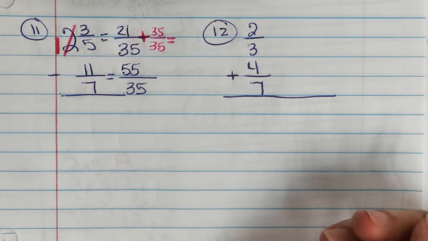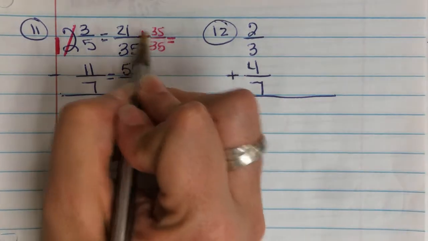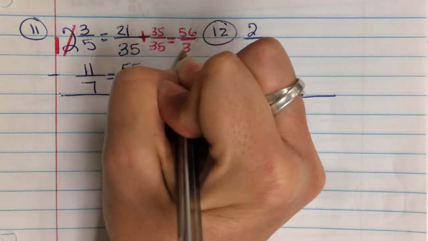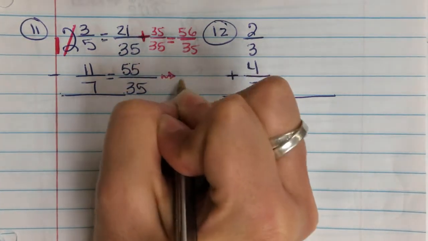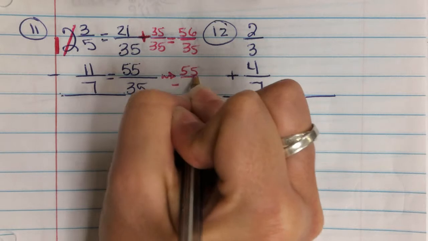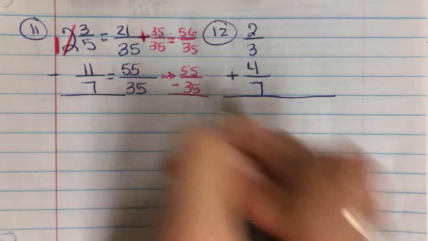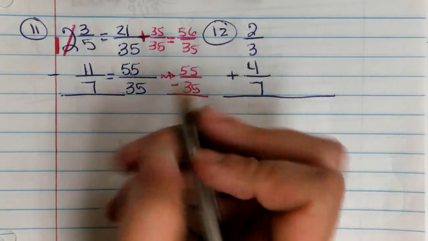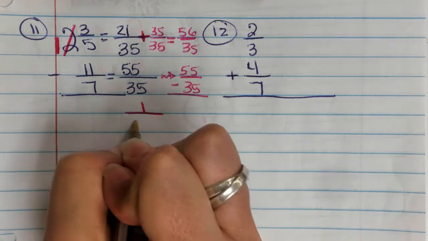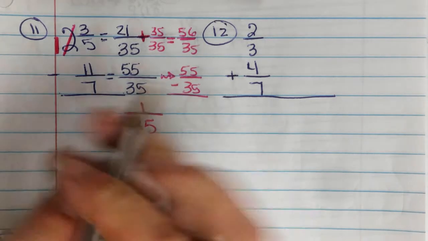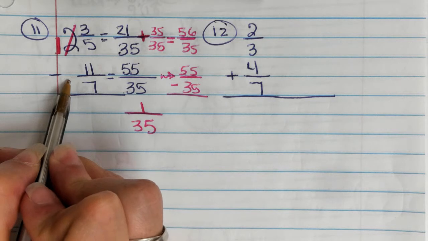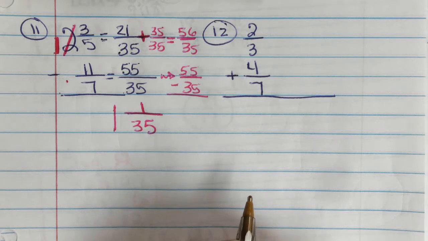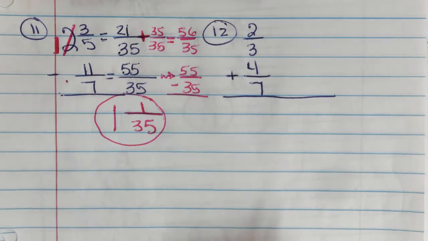Okay, that's going to give me a larger number for the numerator now. 35 plus 21, 56 over 35. This gets to wiggle over, and it really doesn't matter. I'm just taking up space, but I guess it's okay. 56 minus 55 is 1. Keep the 35. And 1 minus nothing is 1. Interesting. Okay.